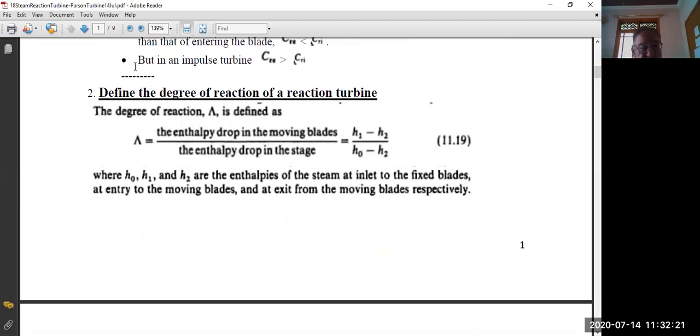Now we will define the degree of reaction. The degree of reaction of the turbine which was designed first by Parsons was 0.5, meaning 50%. So 50% of the enthalpy drop was done in the stator, and 50% was done in the rotor. That is why the degree of reaction is called 50%. This is also called the Parsons turbine with 50% degree of reaction, first built in the 19th century, almost 150 years ago.